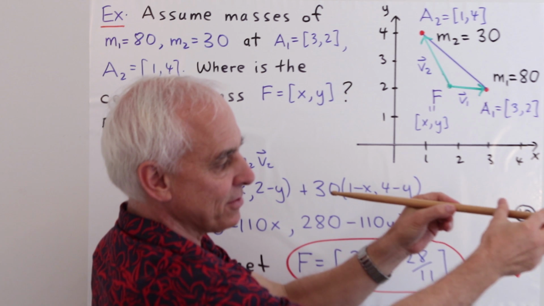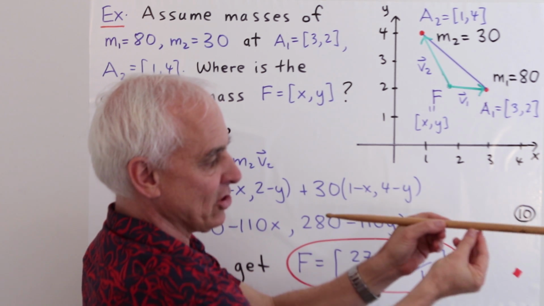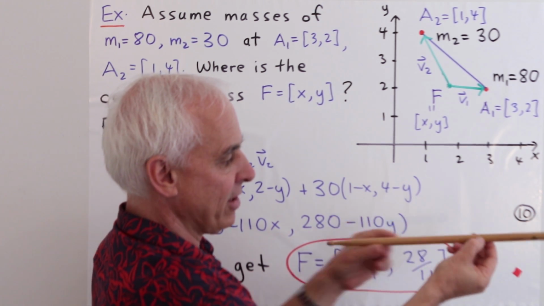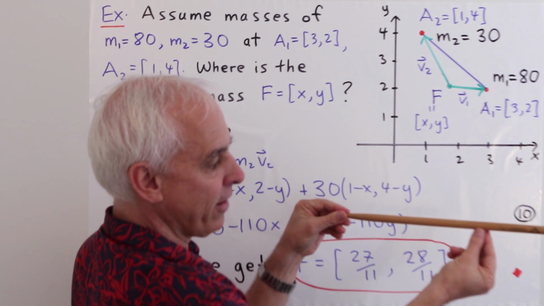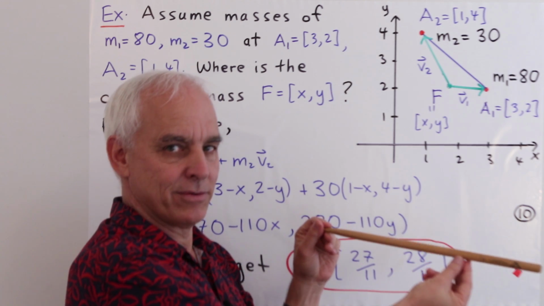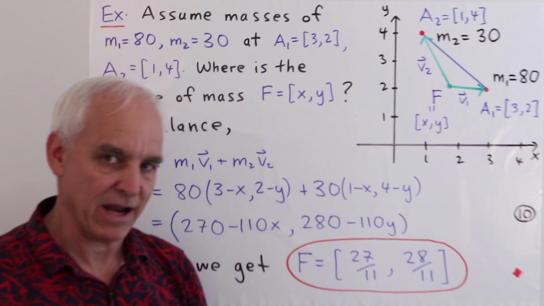It'll be closer to this side here, like a seesaw. There's a heavy person here, 80 kilos, lighter person here, 30 kilos. We have to put the fulcrum somewhere around here in order for there to be balance. That's what we've calculated using the vectors.